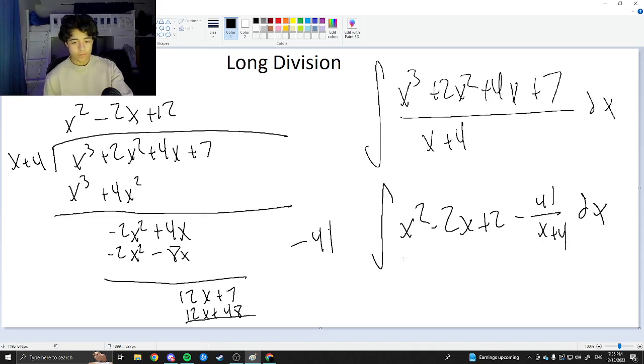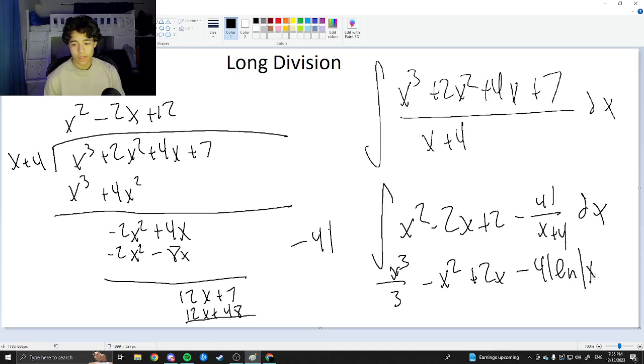So you would have x cubed over 3 minus, this would turn into x squared over 2, so it should be x squared, plus 2x. And then minus, this fraction here is going to turn into 41 ln of x plus 4, because this is the same as 1 over x, but the x is just x plus 4. There's no number here, no number here. This is an indefinite integral, so you have to add a plus c. And this is going to be your final answer.